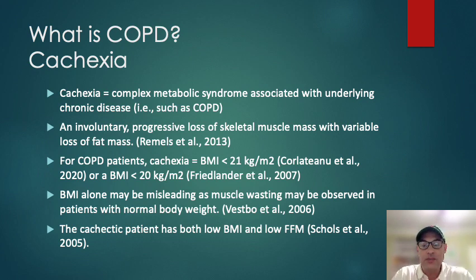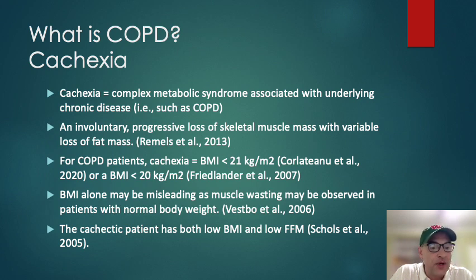So another concern that we have for COPD when a patient comes in for evaluation is you see somebody, a very frail person, clear muscle wasting, their BMI is often very strikingly low, and you worry about the development of cachexia. Cachexia is a complex metabolic syndrome associated with underlying chronic disease. In this case, we're talking about COPD, and involves an involuntary progressive loss of skeletal muscle mass with a variable loss of fat mass.